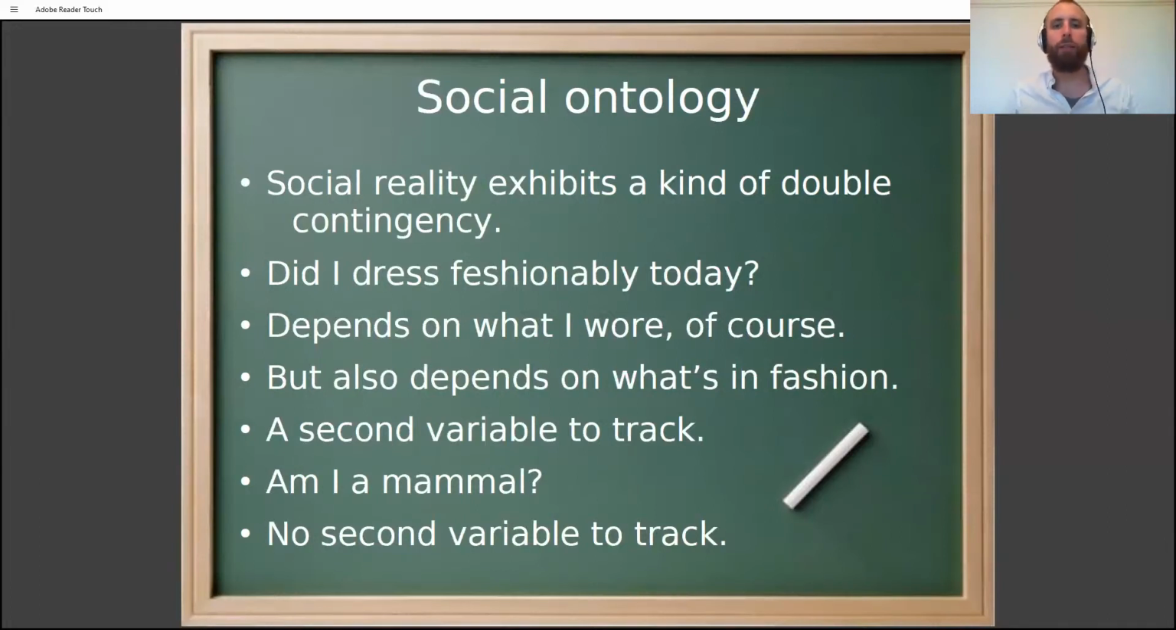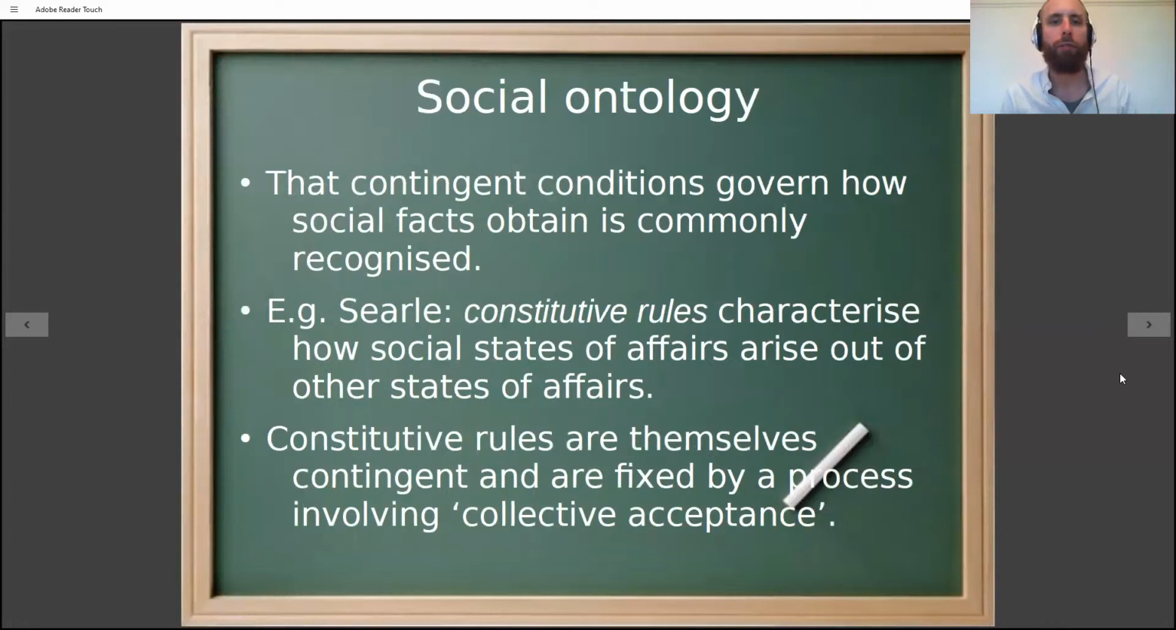This sort of dual dependence makes social facts different from a lot of other facts. Whether I'm a mammal, for instance, depends on whether I fulfill conditions that are not subject to change and which consequently don't need to be tracked as a kind of variable. That the conditions that govern how social facts obtain are a second variable in the determination of social facts has long been countenanced by social ontologists, even if not always clearly articulated.